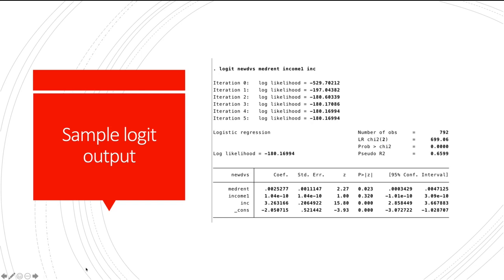This is very similar to what we did in OLS regression, which is getting some margins. That's going to tell us what's going on here. So let me highlight a couple things. Let me see if I can get this pen going here. This is a sample logistic regression output from Stata. Here is our command. It's going to give us the number of observations, in this case 792.